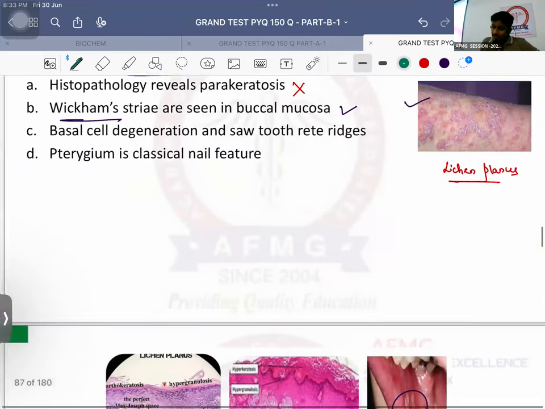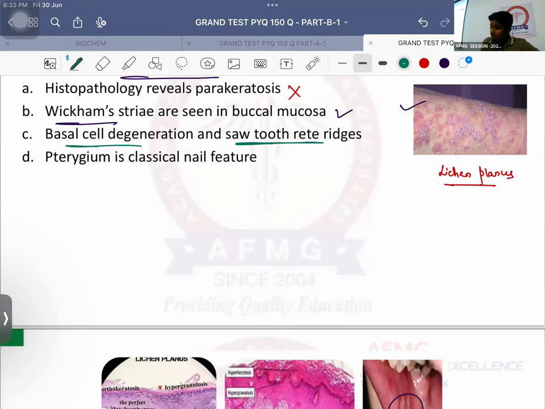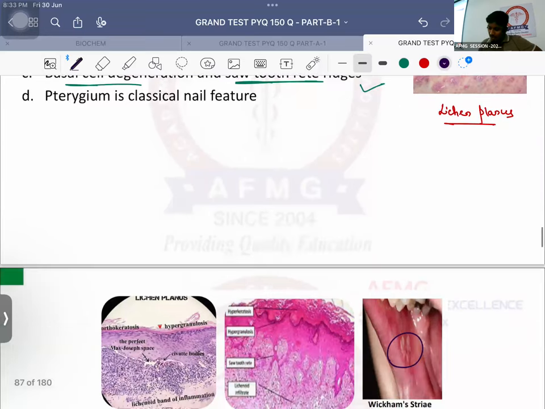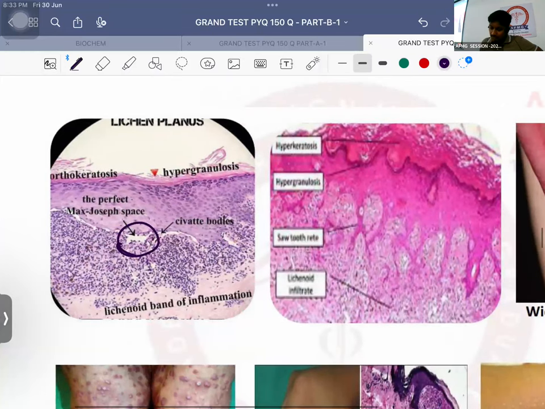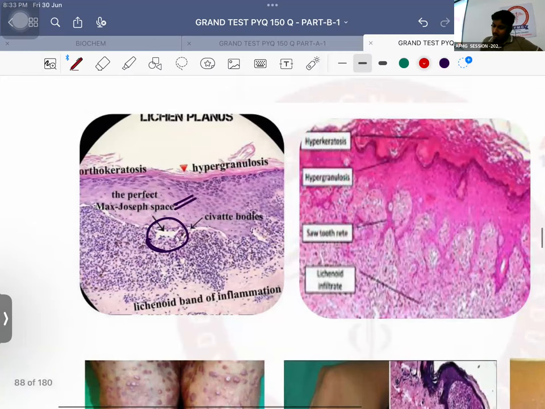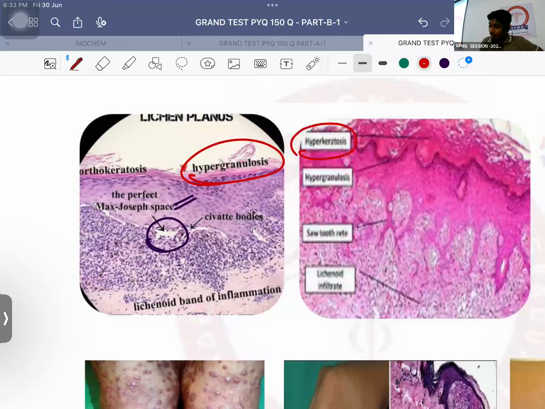Okay, next, basal cell degeneration and sawtooth red ridges. I've told you, psoriasis mein which type of red ridges? Elongated red ridges. And lichen planus mein sawtooth red ridges along with basal cell degeneration. And that basal cell degeneration leads to a space known as Max Joseph space or the Max Joseph cleft. Okay, along with that, there is hypergranulosis or hyperkeratosis, that is thickening of stratum spinosum as well as thickening of stratum granulosum as well as thickening of stratum corneum.